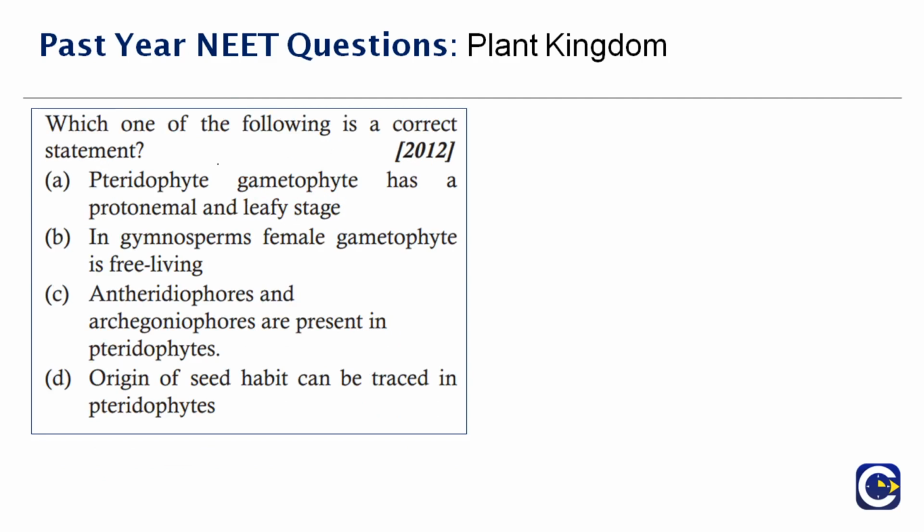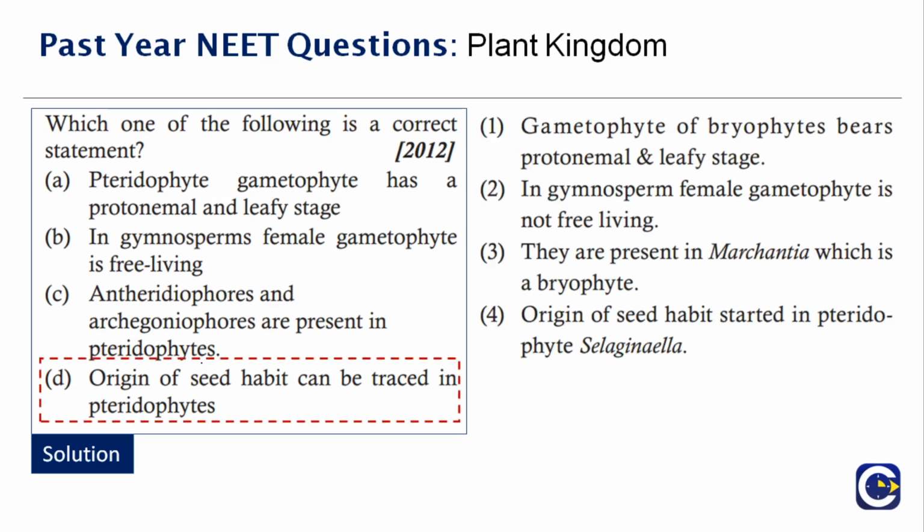Which one of the following is a correct statement? Okay, you're given four statements here. You need to identify the correct statement here. Let's go statement by statement. Pteridophyte gametophyte has a protonemal and leafy stage. Okay, look at option B. In gymnosperms, female gametophyte is free living. Option C, antheridiophores and archegoniophores are present in pteridophytes. Origin of seed habit can be traced in pteridophytes, and the correct statement is option D. Origin of seed habit can be traced in pteridophytes, as I already spoke a lot about it in the earlier parts, where I told that this is an important part when it comes to pteridophytes, where there is heterosporous nature, right?